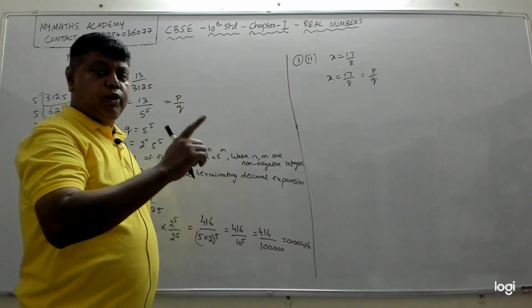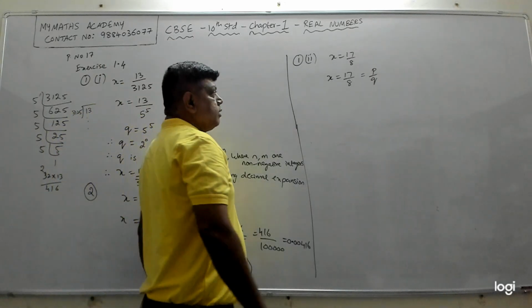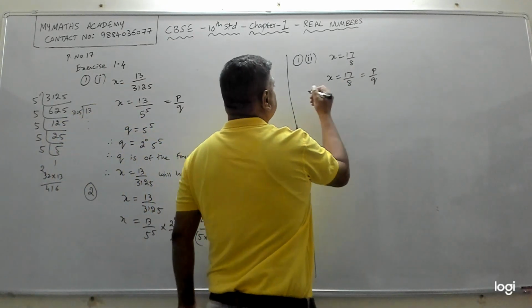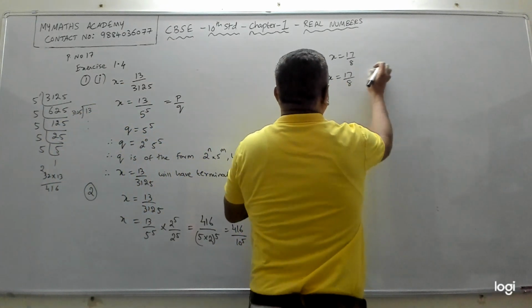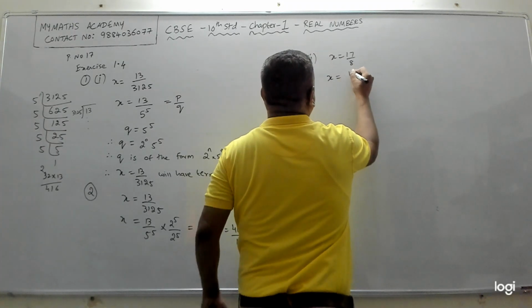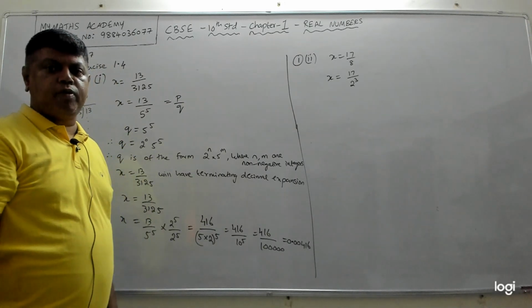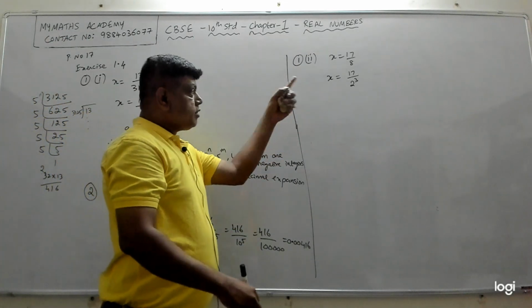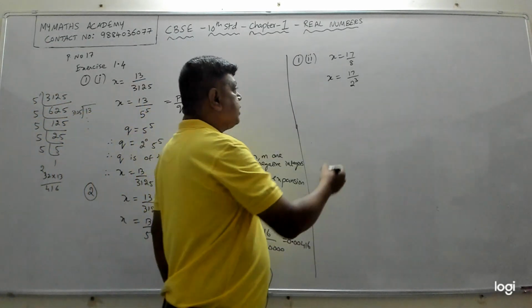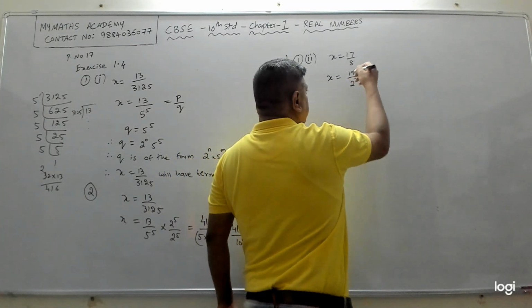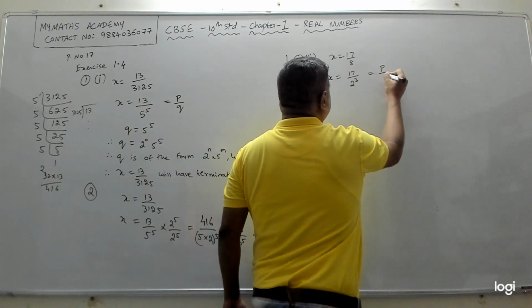The first step is we need to simplify, right? We can write 8 as 2 power 3, and 17 can be written as 17 only because 17 is a prime number. Now is anything getting cancelled? No. When it is not getting cancelled, at that time we should call that p by q.